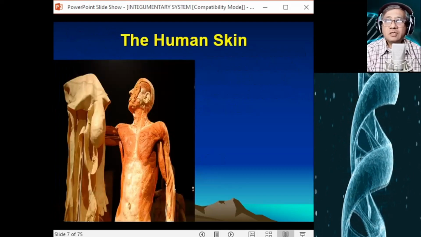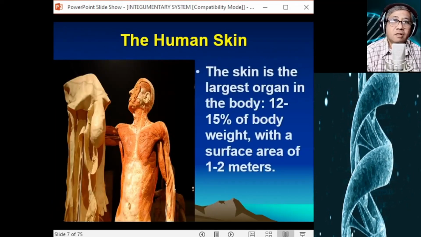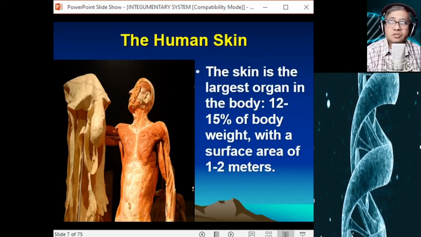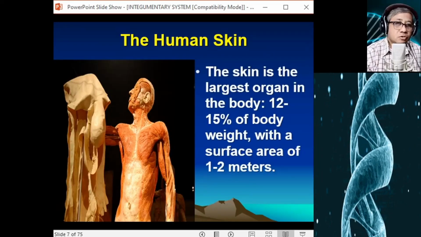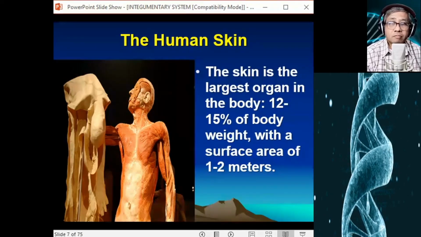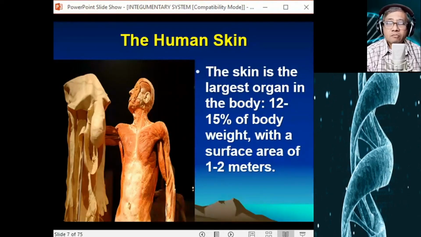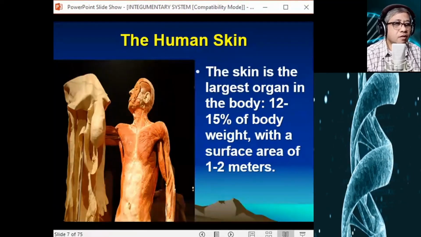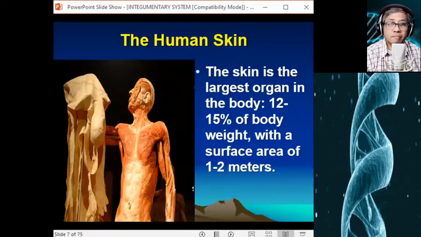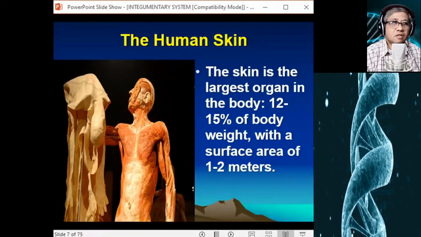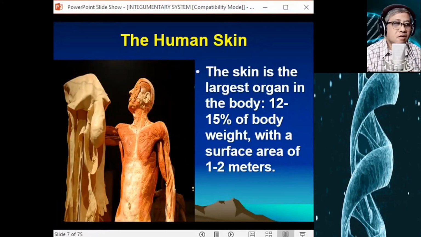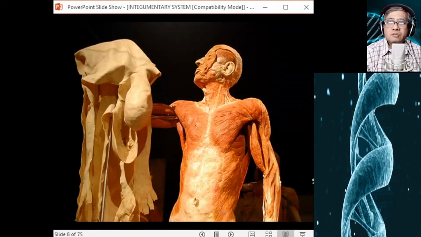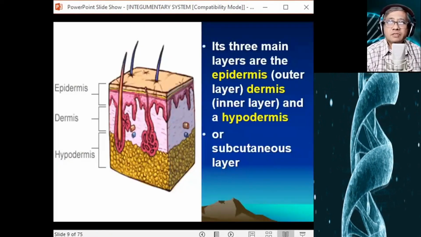If there are no questions, then let's proceed now to a detailed study of the layers of the skin. Like what I mentioned earlier, the skin is the largest organ in the body. At least 12 to 15% of our body weight makes up our skin, with a surface area of at least 1 to 2 meters, about the size of a living room rug or carpet. If you lay out your skin, it is about the size of the carpet in your living room. So what are the different layers of the skin?